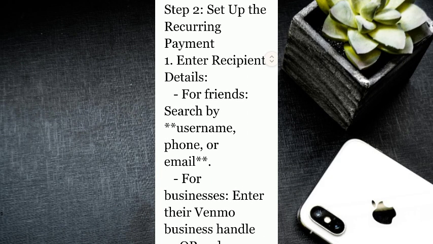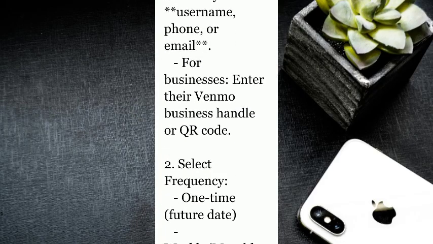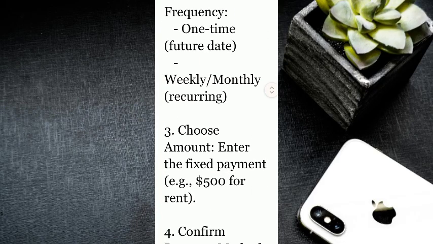Step 2 is to set up the recurring payment. Here you enter recipient details. For friends, search by username, phone, or email. And for businesses, you can simply enter their Venmo business handle or their QR code. You can scan it. Now, next thing you're going to do is to select the frequency.